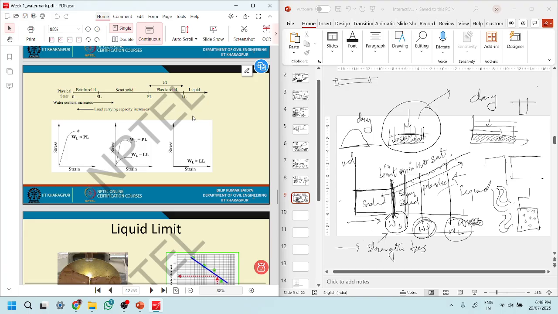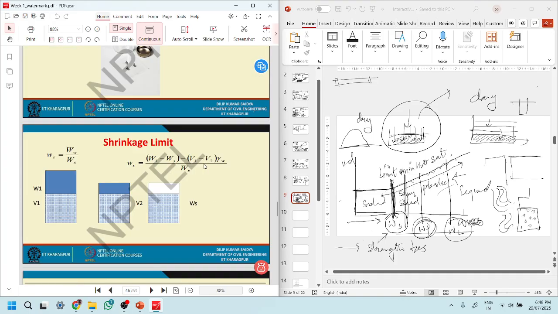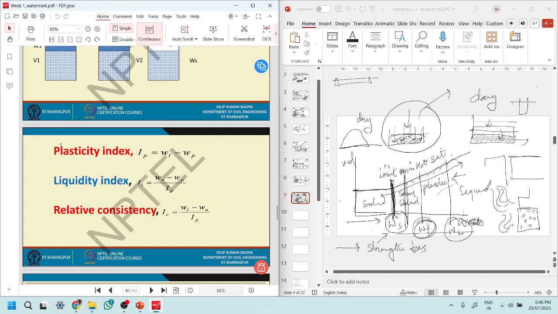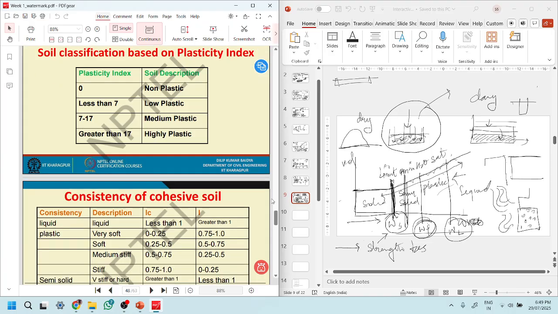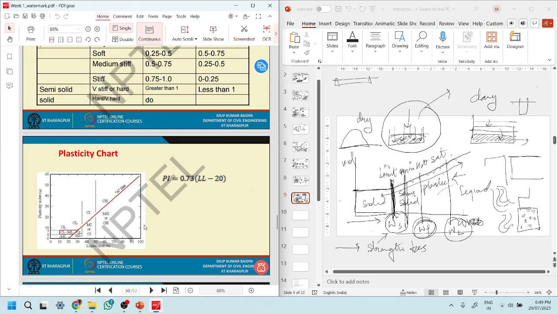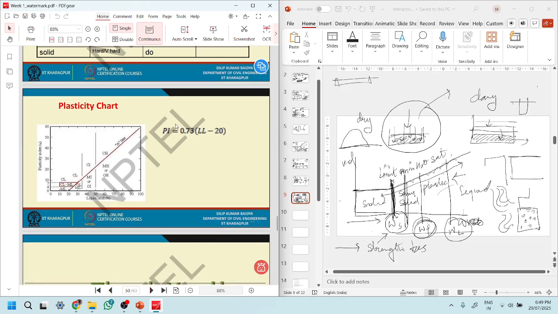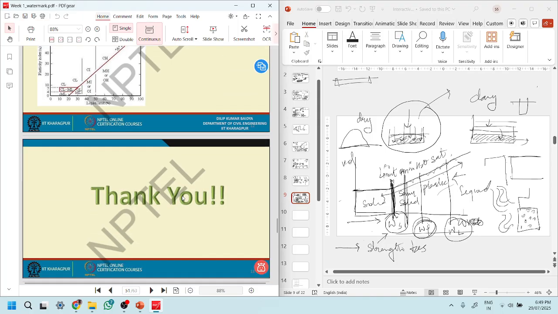Because silt is like sand, it does not have cohesion. It is like a smaller version of sand. It will not show you plasticity. It is non-plastic, it is silty. If it is plastic, if you can mold it, then it is clayey. So plasticity index, if it is 0, it's non-plastic, less than 7, low plastic, 7 to 17, medium plastic, greater than 17, high plastic. And then we have this chart in which we define if it is clayey or if it is silty.